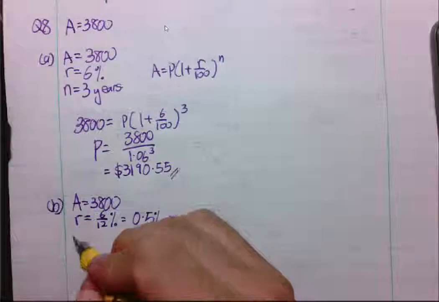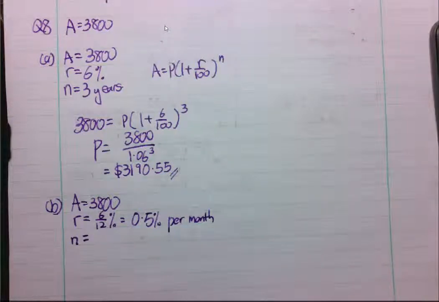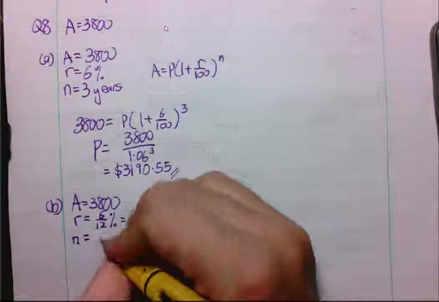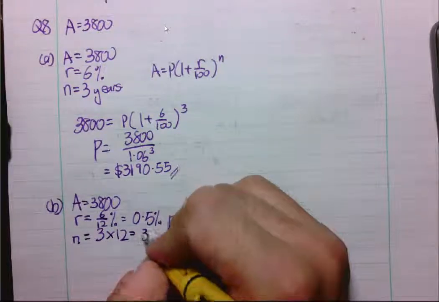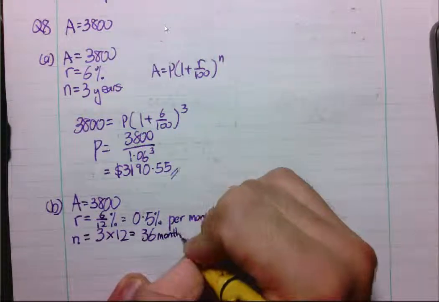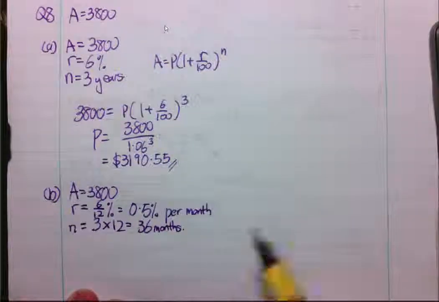Now the next thing is the number of periods. Notice the number of periods now: how many months? The period is now a month. How many months are there in 3 years? So my n is 3 times 12, which is 36 months. So be careful with the question. You have to actually adjust the interest rate and the number of months.